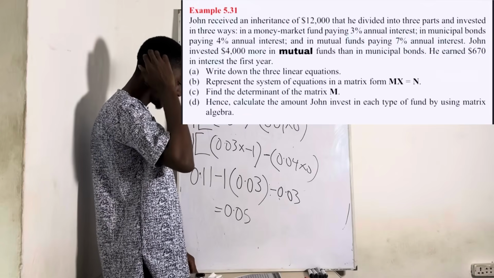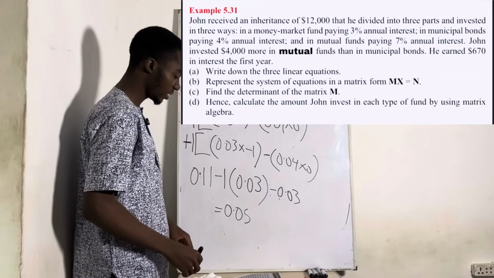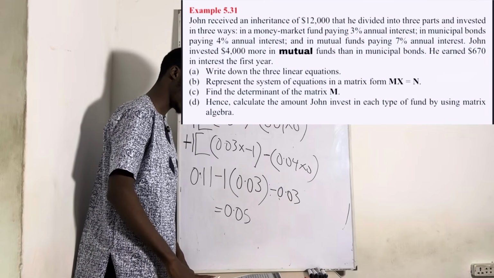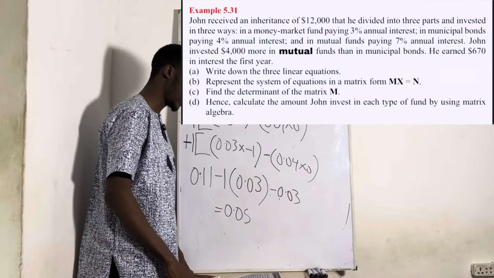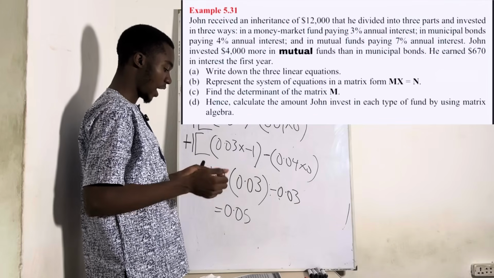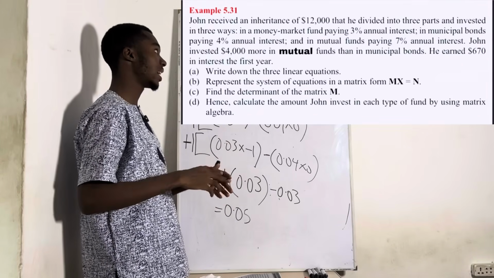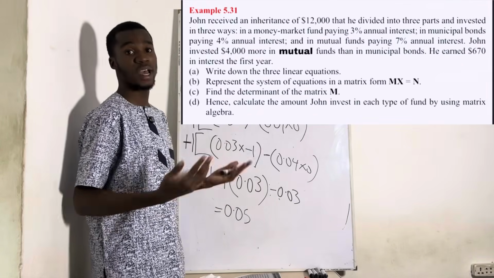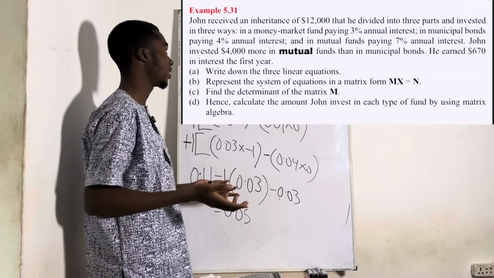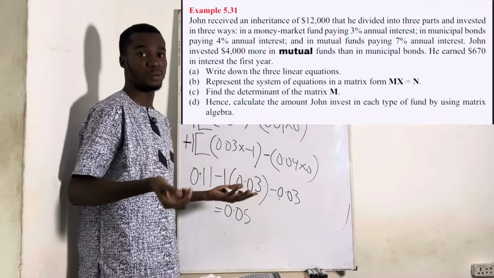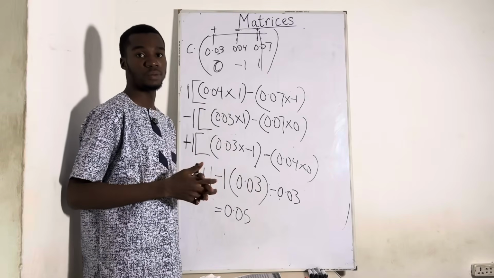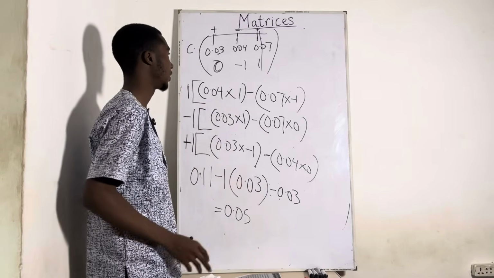Now let's move on to the D. The D says that hence calculate the amount John invested in each type of fund by using matrix algebra. All right. So anytime you are asked to calculate the amounts for X, Y, Z, they are just saying you should find X, find Y, and find Z. Get it? So find the variables. So anytime you're asked to find the X, Y, and Z, or the variables, or the amount invested in it, you use what we call the Cramer's rule. Cramer's rule. So I'm going to explain it.